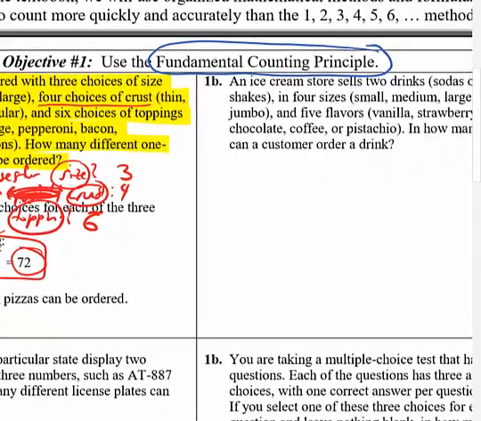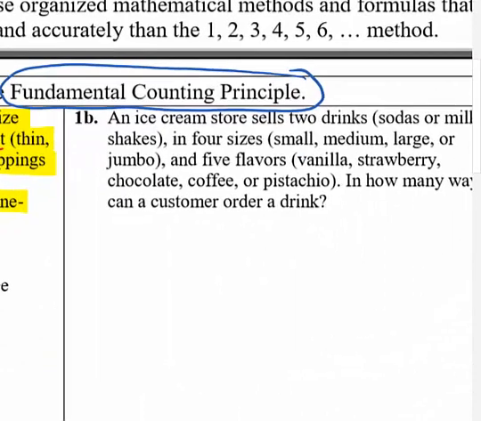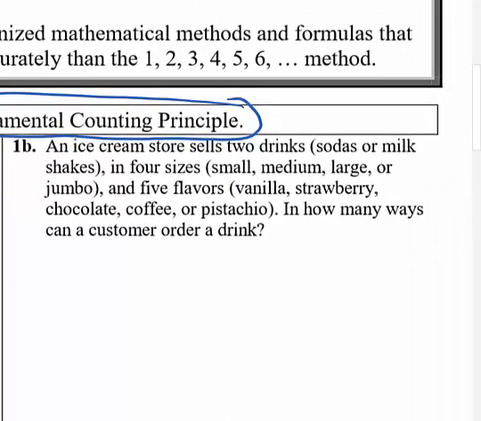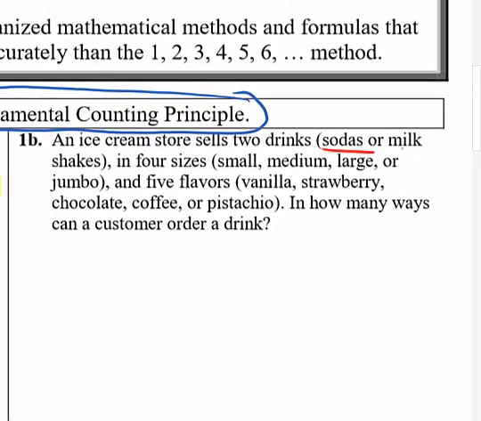That'd be a lot of options. So with that in mind, let's try this next one. They said, an ice cream store sells 2 drinks. You can either get a soda or milkshake. And then 4 sizes: small, medium, large, or jumbo. And then 5 flavors: vanilla, strawberry, chocolate, coffee, pistachio. And how many ways can a customer order a drink?